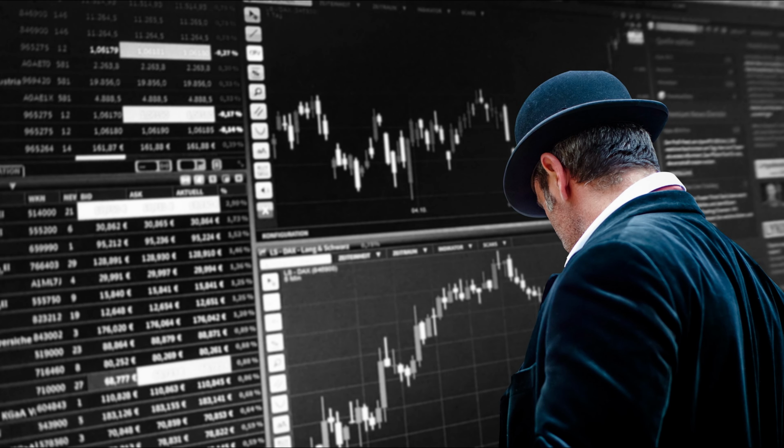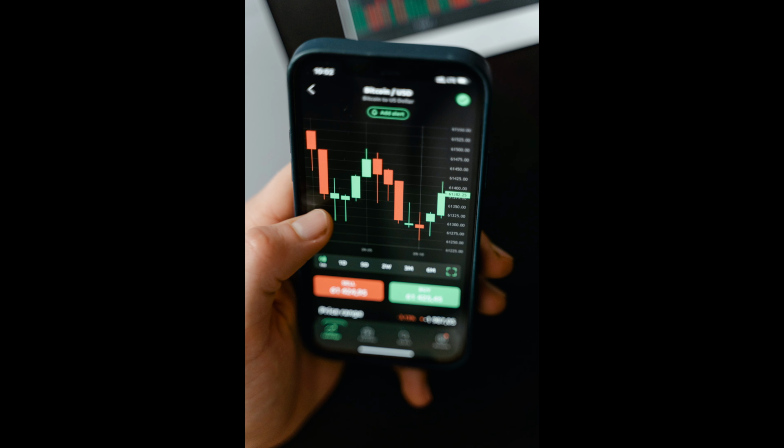5. Developing a trading strategy. Creating a solid trading strategy is essential for consistent success in day trading. A strategy should define your entry and exit points, risk management approach, and profit targets. It's crucial to remain disciplined and stick to your strategy, avoiding impulsive decisions driven by emotions.